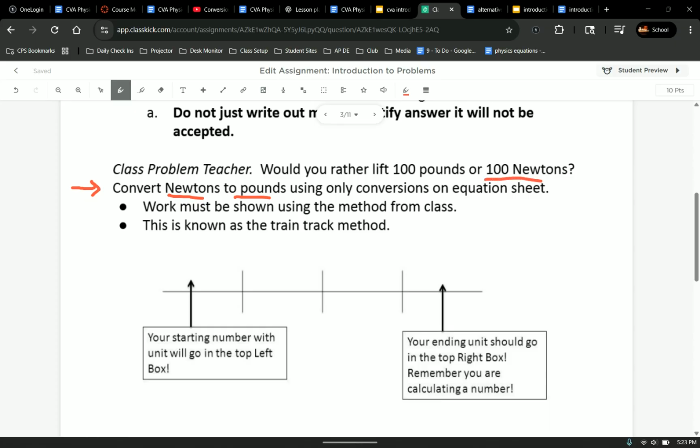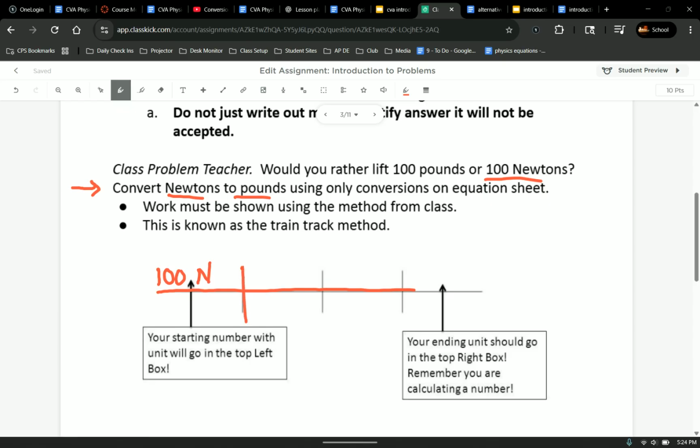So I'm going to start with 100 newtons. That goes in this first box right here. And then these are called train tracks. If you had chemistry, you've done a lot of these. If you've never had chemistry, this is the first time you're seeing this. So I'm going to go slow. Watch the video again. Ask me questions if you're getting stuck, but it's the same process every time.